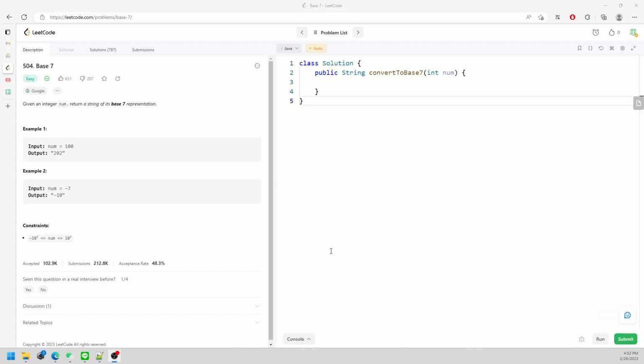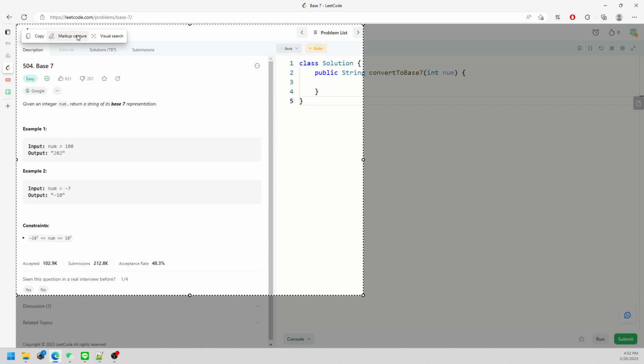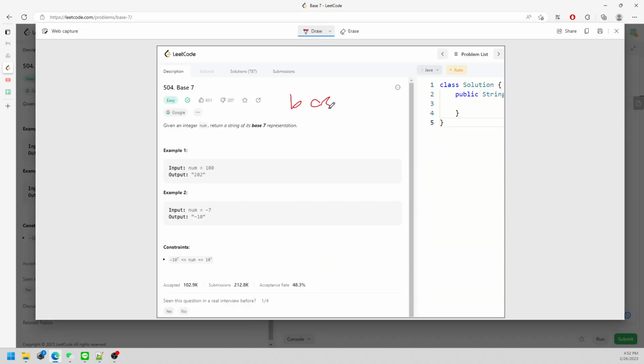Hi, this question is base 7. So you're given the integer num, so return a string of its base 7 representation. This question is pretty straightforward. Normally we were using base 2 or base 10, right? And this time we just say base 7. So the idea is pretty straightforward.